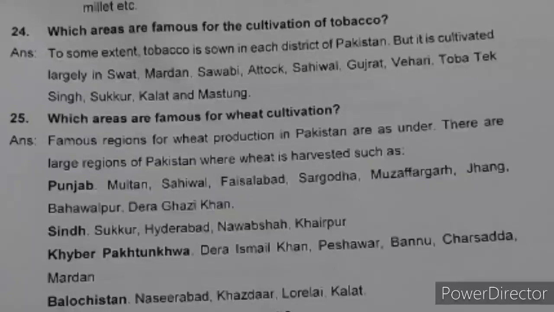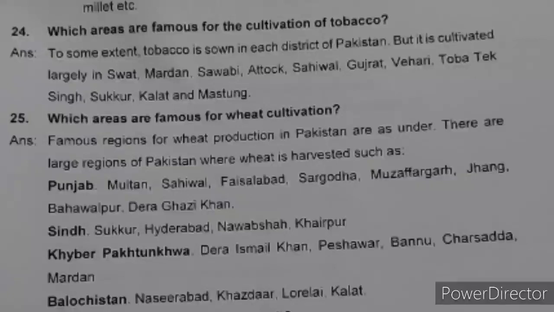And which areas are famous for wheat cultivation? Famous areas for wheat cultivation are Multan, Sahiwal, Faisalabad, Sargodha, Muzaffargarh, Jhang, Bahawalpur, and Dera Ghazi Khan in Punjab. And in Sindh, Sukkur, Hyderabad, Nawabshah, and Khairpur. And in Khyber Pakhtunkhwa, Dera Ismail Khan, Peshawar, Bannu, Charsadda, and Mardan. And in Balochistan, Nasirabad, Loralai, Kalat, and Khuzdar.